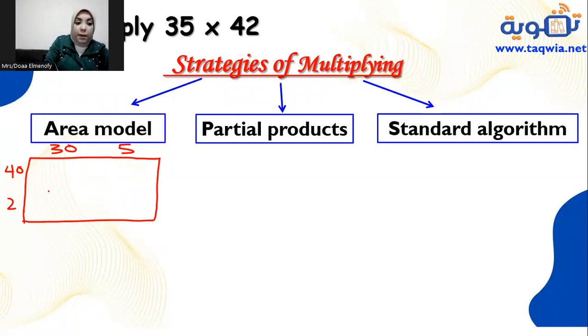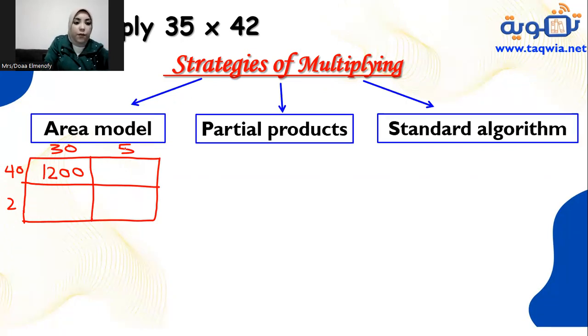So here we're gonna draw the area model, and we're gonna multiply each two numbers to get the area of each small rectangle here. So here we have 30 by 40. When we have zeros, we have to write them. So we have two zeros. We're gonna write it like this, and then you multiply 3 by 4 equals 12.